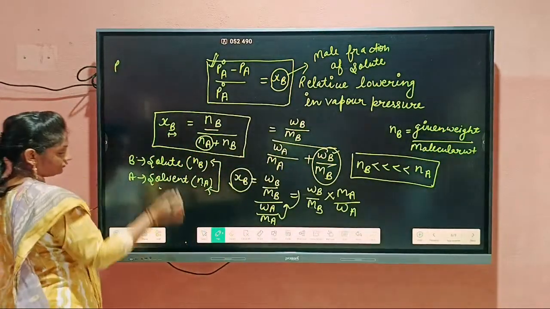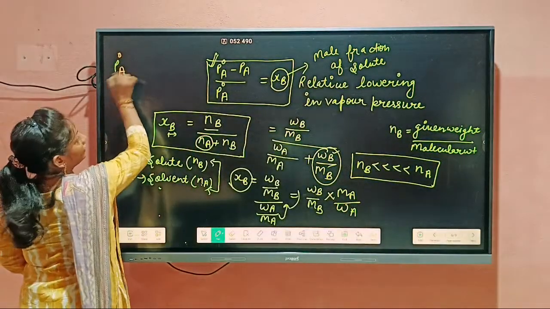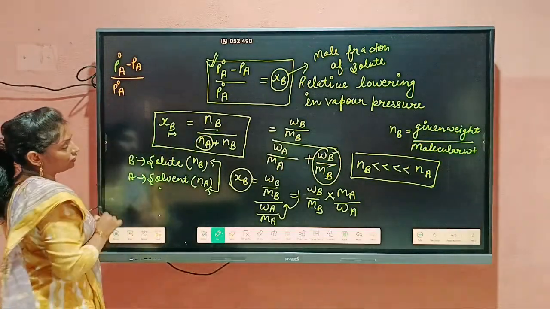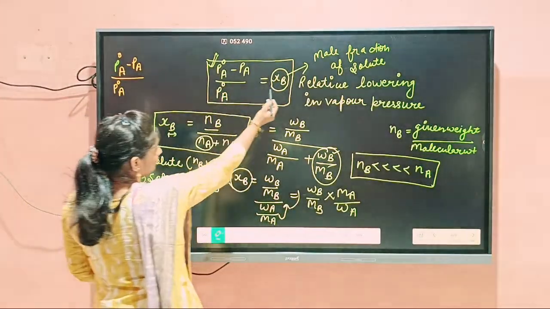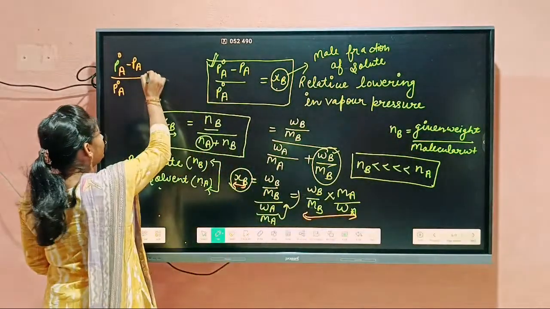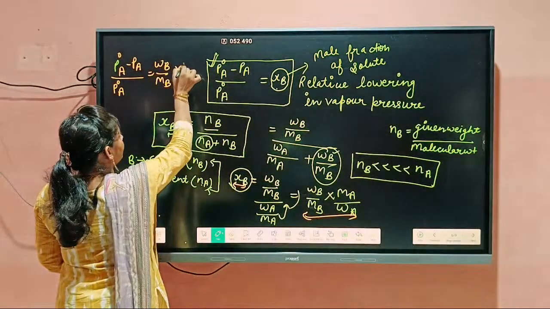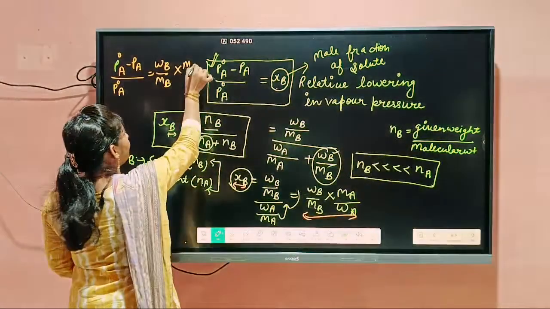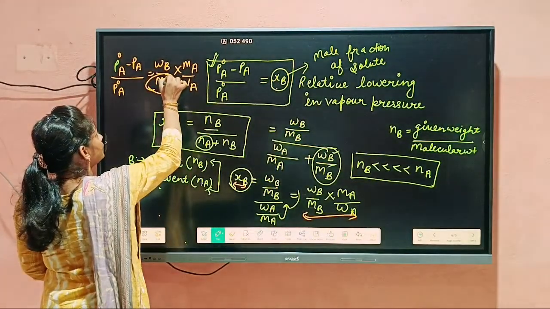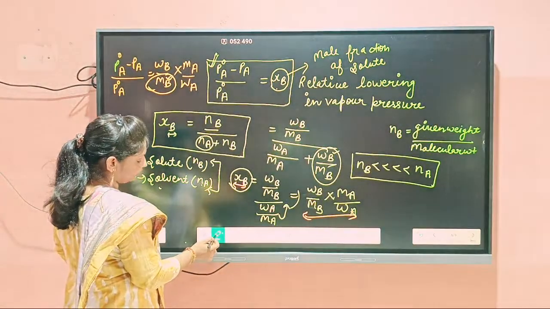P naught A minus PA by P naught A, the relative lowering of vapor pressure, is equal to XB, and the value of XB we have calculated. It is this one: WB by MB into MA by WA. From here, we can calculate the mass of the solute, because MB is the molecular mass of the solute.